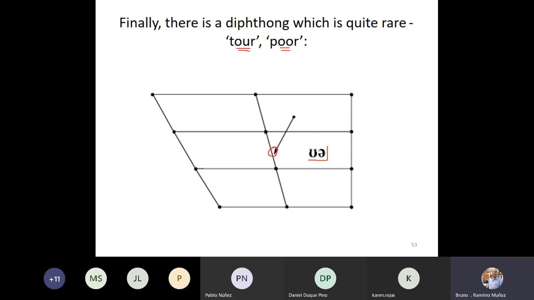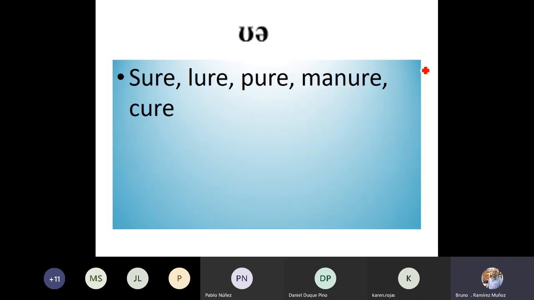That was the last centering diphthong, and we have some examples here. Sure, lure, pure, manure, and cure. Again, I'm emphasizing that some speakers would pronounce these words differently, but since we're practicing this centering diphthong: sure, lure, pure, manure, and cure. Those would be the options for this centering diphthong.